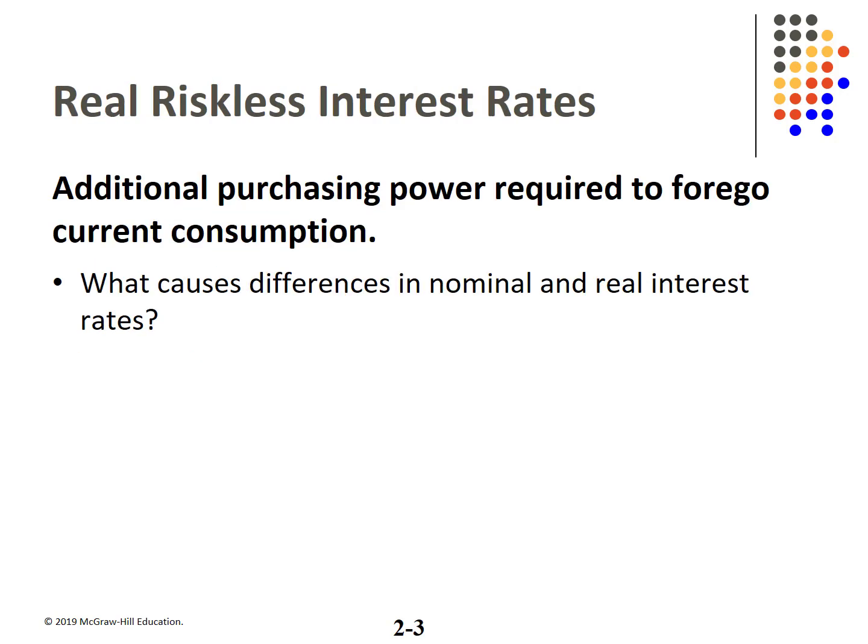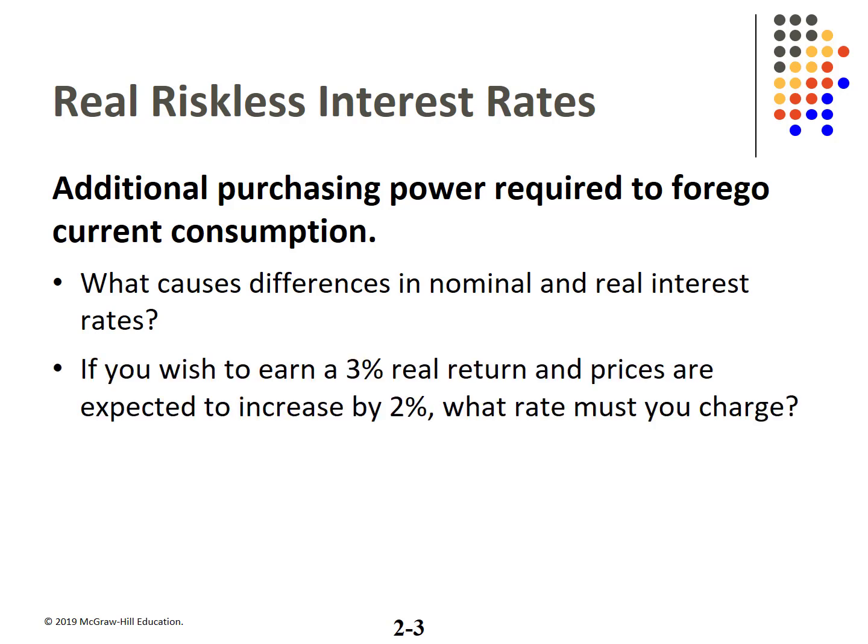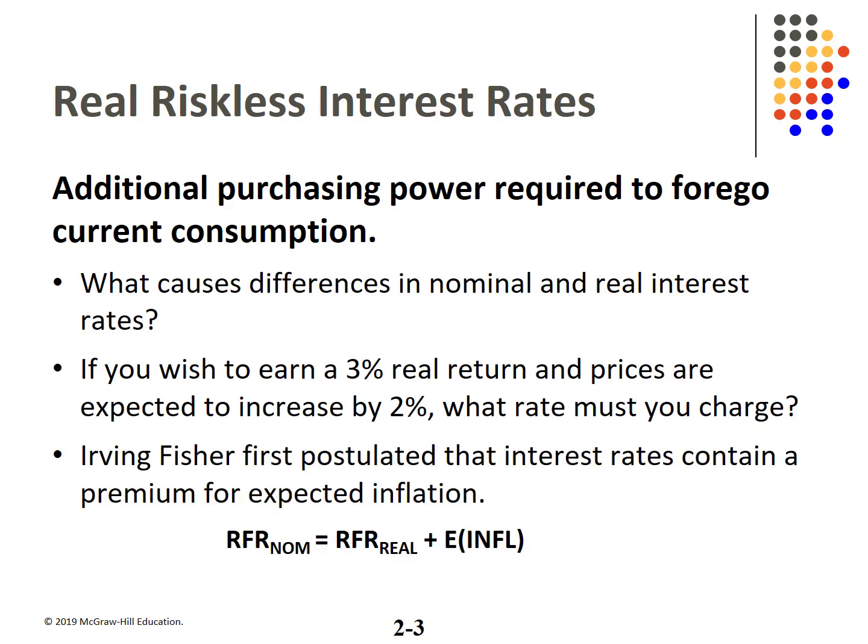The real risk-free interest rate is not observable. We usually assume it's in the 2 to 4% range. The difference between the real rate and the nominal rate you can observe is inflation. See the question on the slide. If you wish to earn a 3% real return and prices are expected to increase by 2%, what rate must you charge? About 5%. The formula on the slide is called the Fisher effect. It states that the nominal rate is the real rate plus the expected rate of inflation.